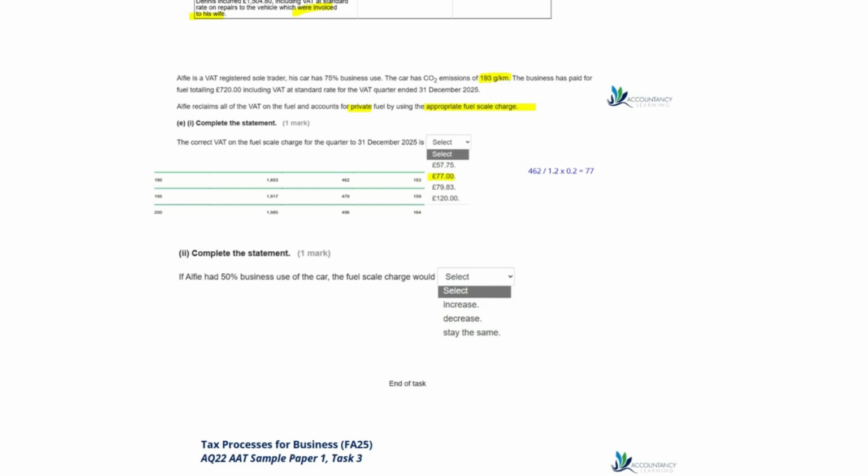Then the last part is to complete the following statement. If Alfie had 50% business use of the car, the fuel scale charge would, and it's going to stay the same because just like we ignored the 75% business use up here, it wouldn't matter whether it was 50%, wouldn't matter whether it was 20%, because the private fuel is dealt with using the fuel scale charge. That completes task 3.